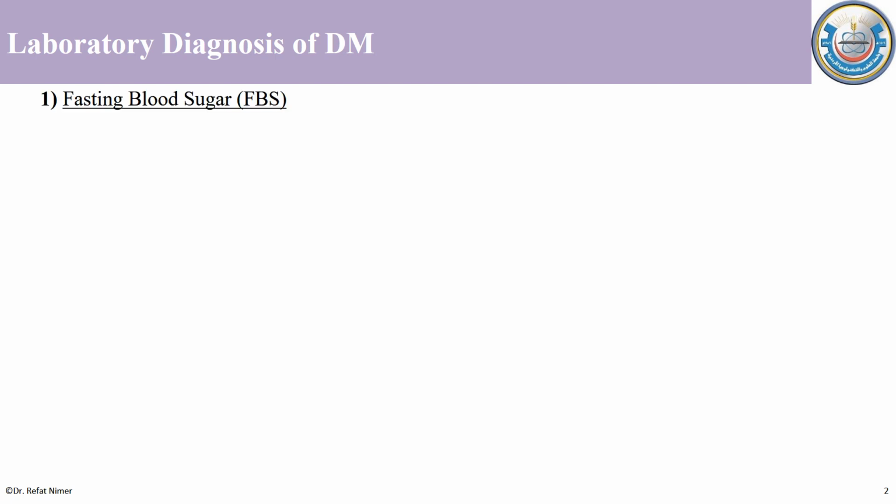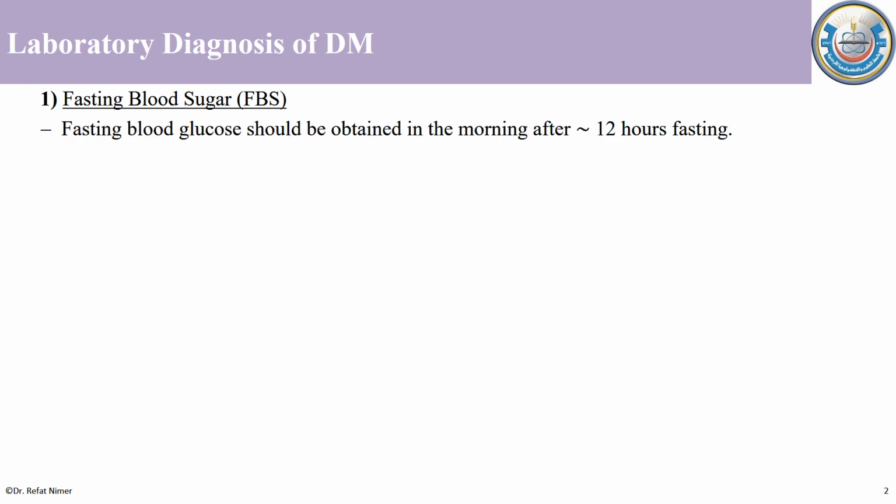First of all, we have fasting blood sugar, abbreviation FBS. The fasting blood glucose should be obtained in the morning after 12 hours fasting. So the patient must come to the lab without eating anything. However, water can be taken freely during the test. So the patient can drink water during these 10 to 12 hours, but he or she cannot take any kind of eating in preparation for this test.